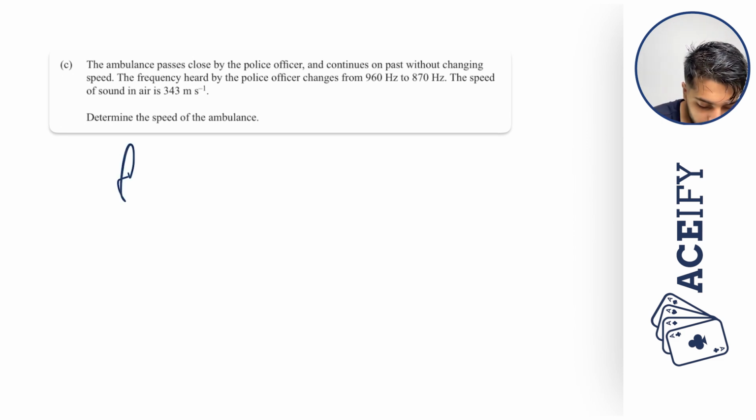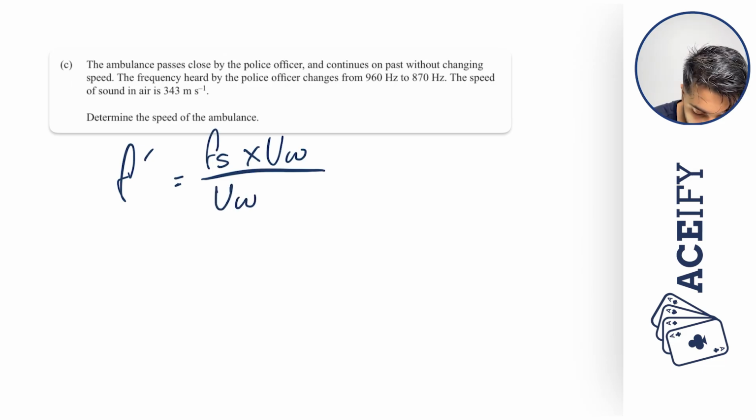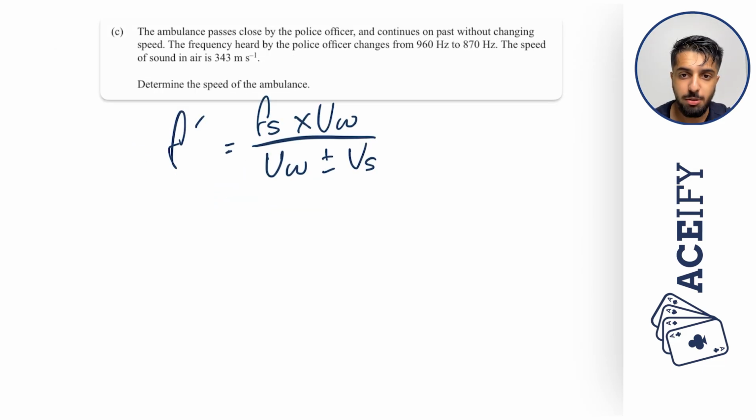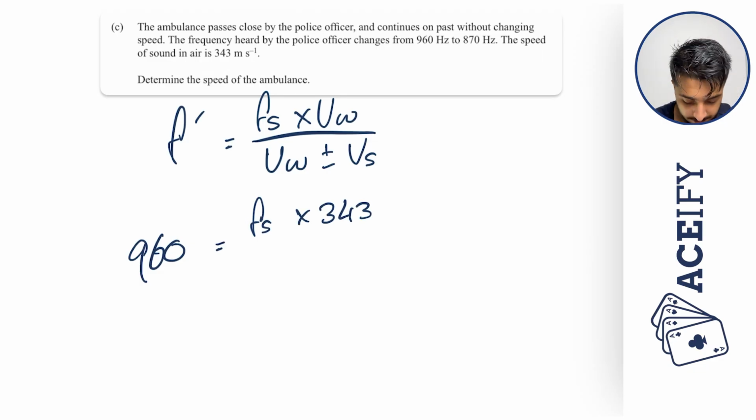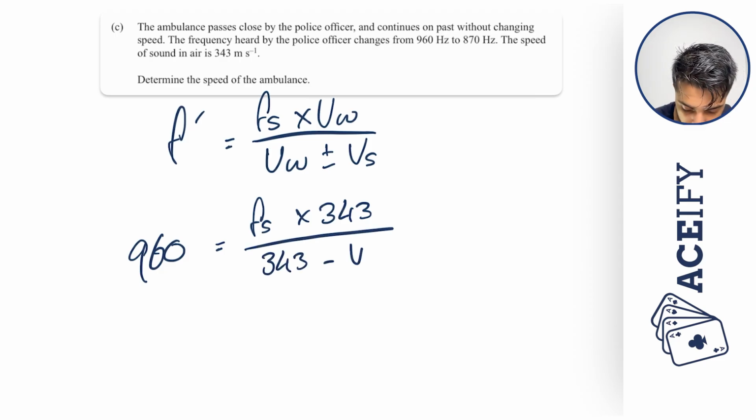Okay, so we know our Doppler equation is the frequency of our source times the velocity of the wave all over the velocity of the wave plus or minus the velocity of the source. Now, plugging in our information for the approach equation. On approach, the police officer hears 960 Hz. We don't know our source frequency, but we do know the velocity of the sound wave, and that's all over 343 minus the velocity of the source.